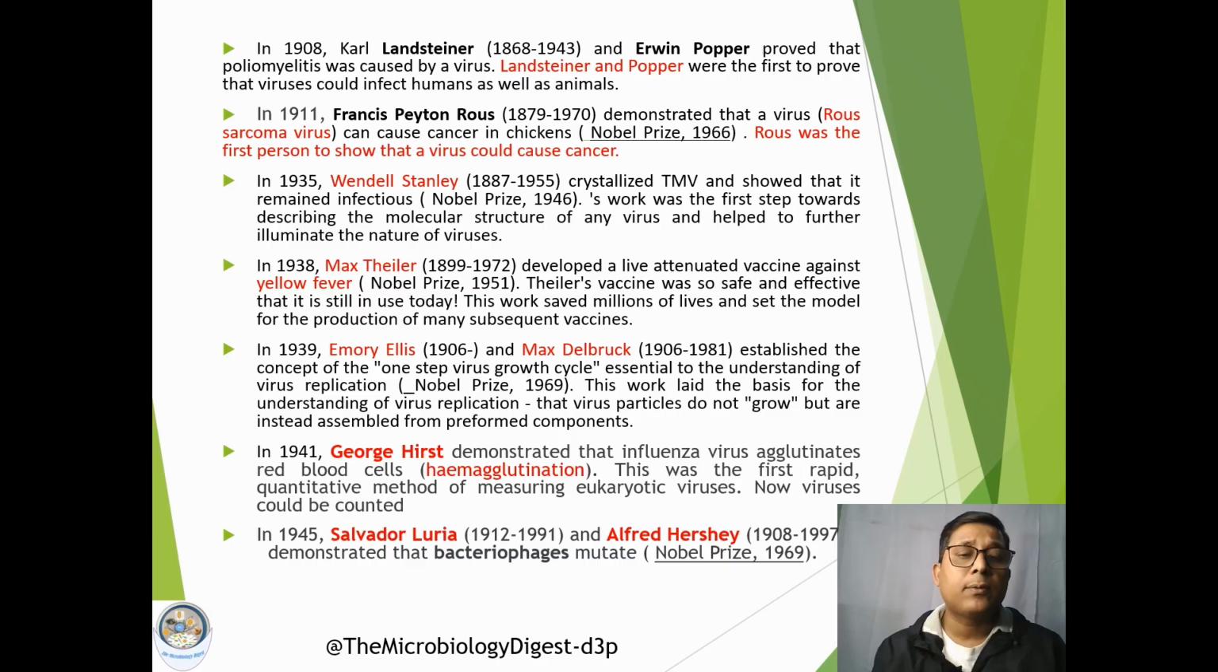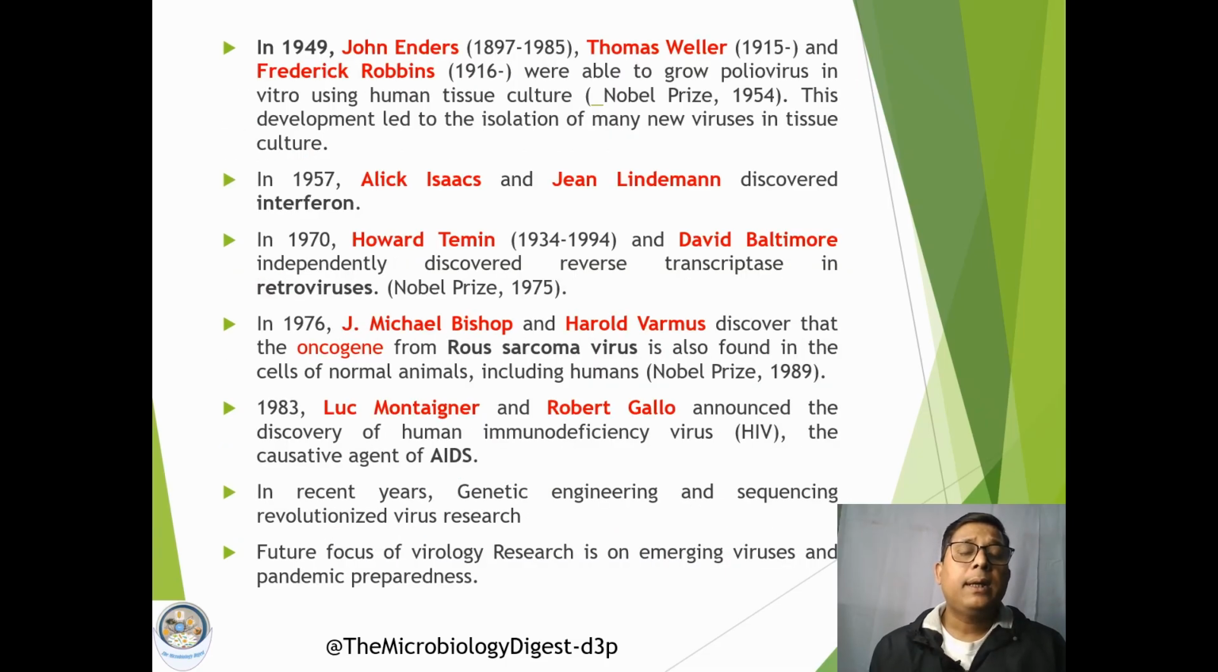Then subsequently, a lot of discoveries took place and a lot of methods were developed for studying viruses in the subsequent years. Then in 1949, a major breakthrough by John Enders, Thomas Weller, and Frederick Robbins. These three scientists successfully demonstrated that viruses can be cultivated in the laboratory. They first cultivated the poliovirus, and for this great discovery, they were awarded the Nobel Prize.